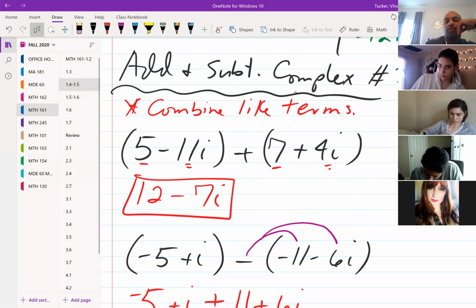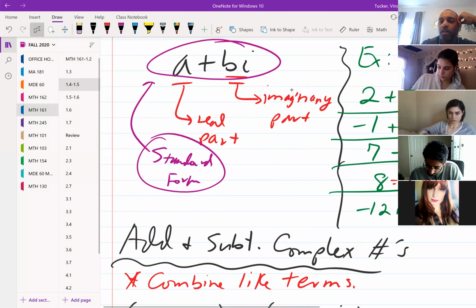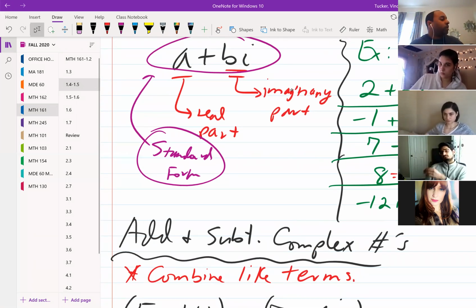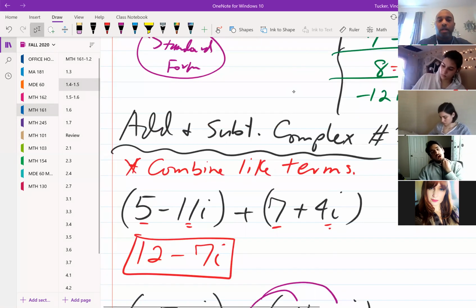Then the same thing happens when you do subtraction. Oh, got a question? Can you scroll up to the green part for a second? Yes, I can. There's your green. And like I said, those were just random examples of how you would write a complex number.